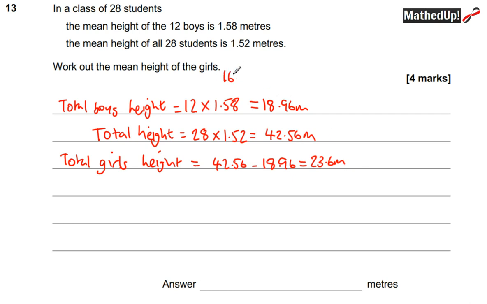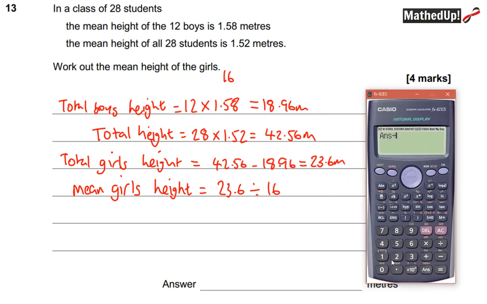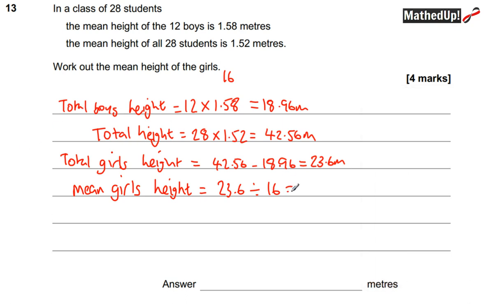Now, we worked out earlier that there's 16 girls, so to work out the mean height of the girls, we want to take the total of the girls' heights, which is 23.6, and divide it by the total number of girls, which is 16. So divide that by 16, and I get 1.475. So the mean height is going to be 1.475 meters.